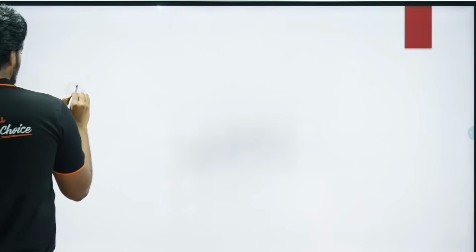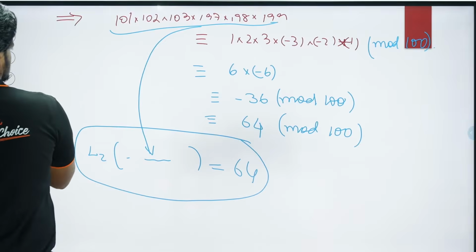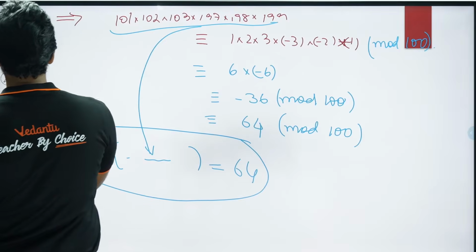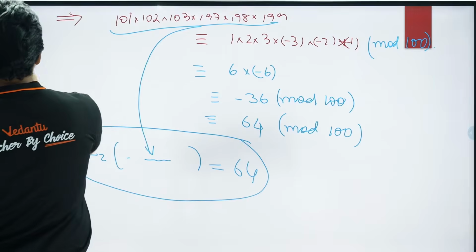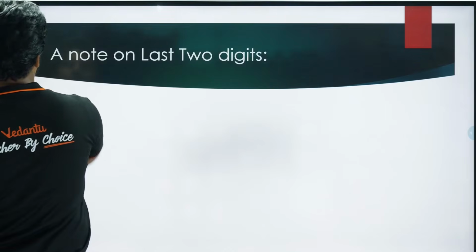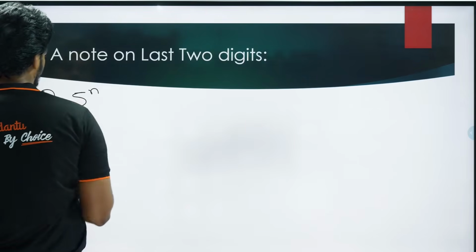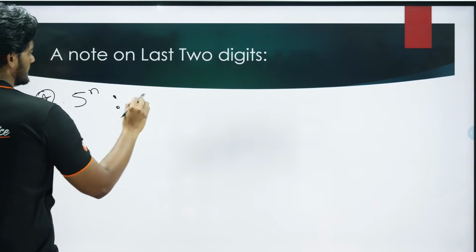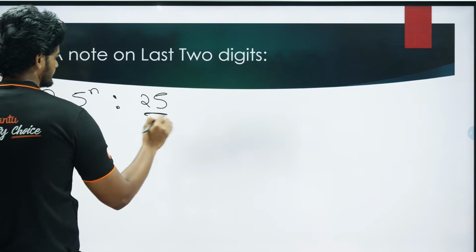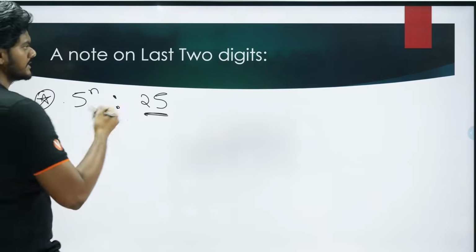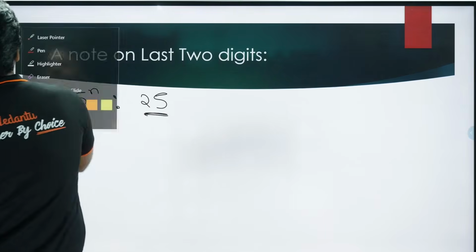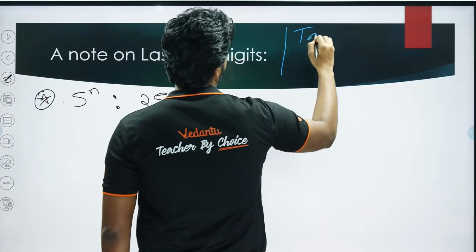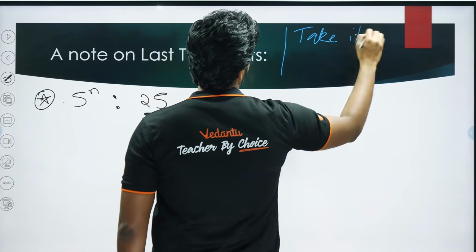Now 5 power n. The last two digits will always be 25. Now you should take this as homework. I am telling you. Take this as homework.